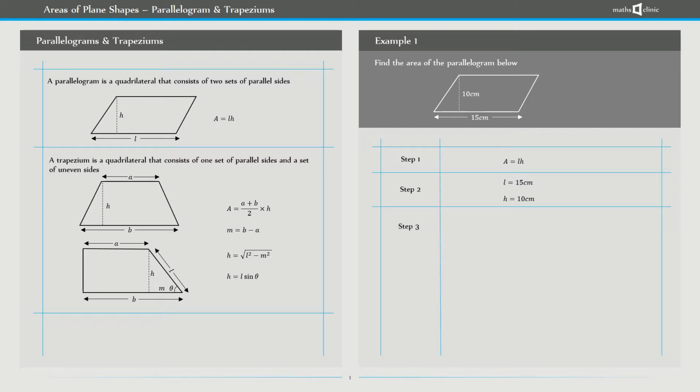And I think we can go ahead and impute those into our formula, and what we have in the end is A equals 150 cm squared. Simple. There really isn't much to it. All these things are actually really easy. Let's do another example.